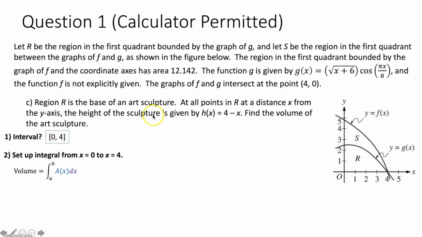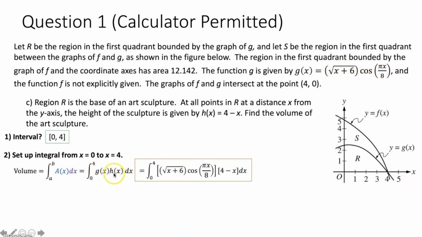What is our height? Well, it says the height of the art sculpture is given by h of x is equal to 4 minus x, meaning in order to find the volume of this art sculpture, we're going to set up a definite integral from 0 to 4 of the area of a cross section, which would be base times height, or g of x times h of x. And we know what each of those functions are equal to. g of x is the square root of x plus 6 times cosine of pi x over 8. h of x is 4 minus x, so we can plug in each of those.